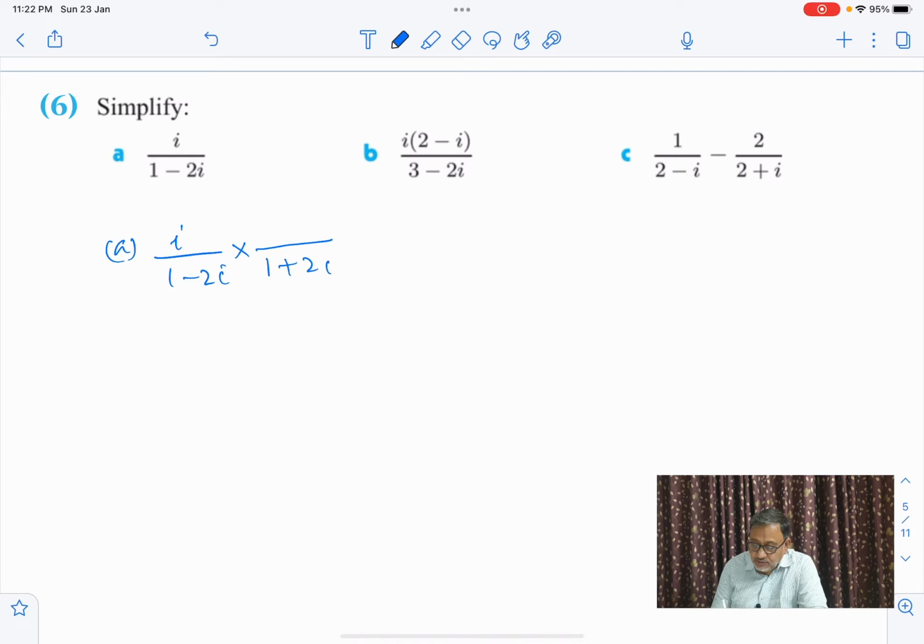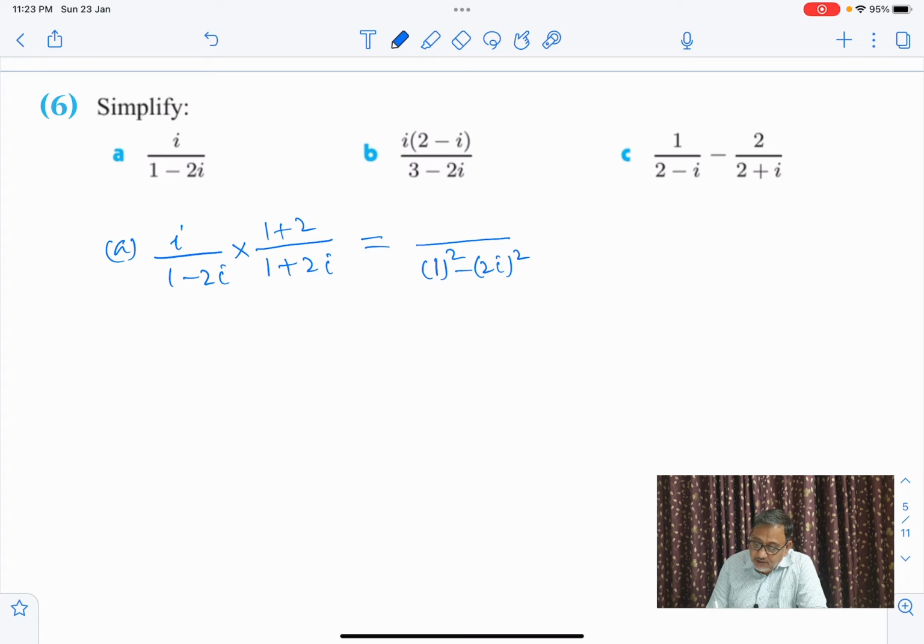So 1 plus 2i, 1 plus 2i because it was minus. So I'm going to multiply it by plus. I will write it in one line so that I can complete all the questions. So 1 square minus 2i square. Okay. A minus b, a plus b. So that will become a square minus b square. So I hope you will remember it.